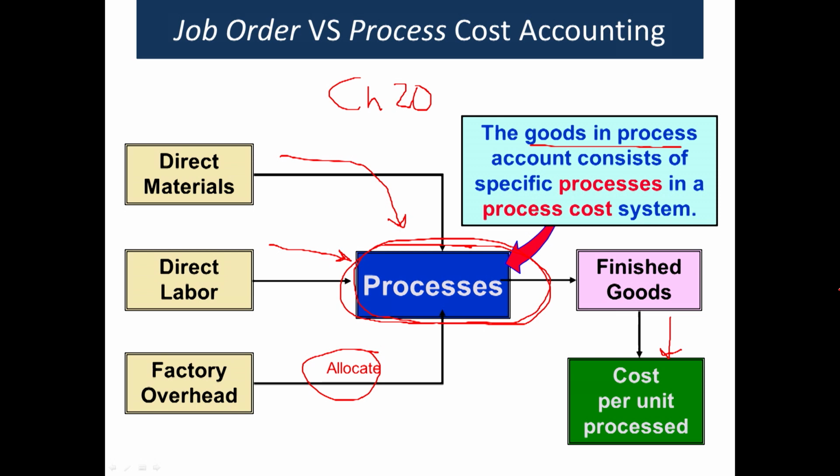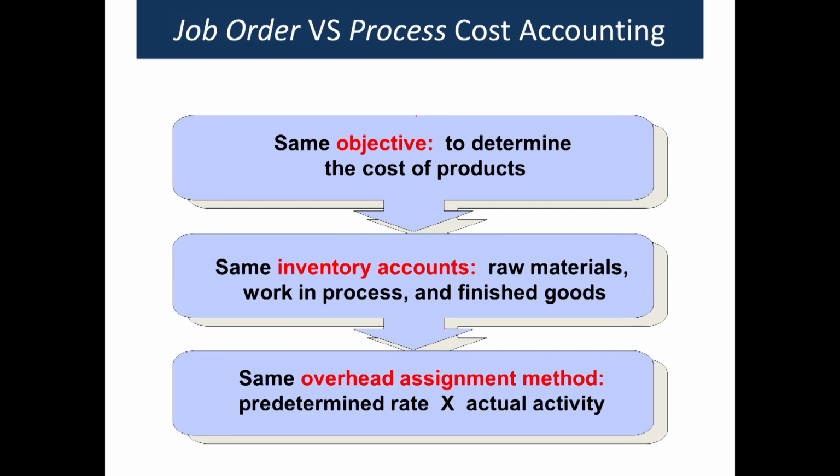Now, more similarities. They both, job order and process cost accounting, have the same objective. They want to determine the cost of the products. You need to know the cost of your product, right? They have the same inventory accounts: raw materials inventory, work in process inventory, and finished goods inventory. They also have the same overhead assignment method, where they take the predetermined overhead rate times some sort of actual activity. And usually, in this chapter, I think they're always using direct labor cost.